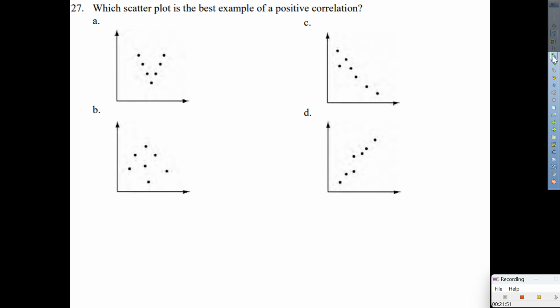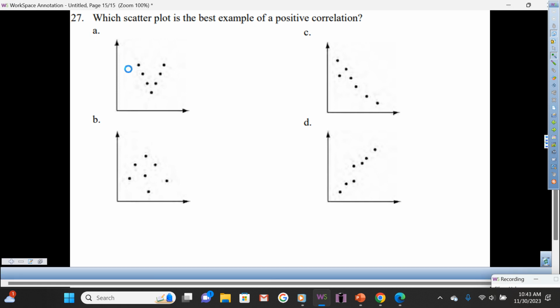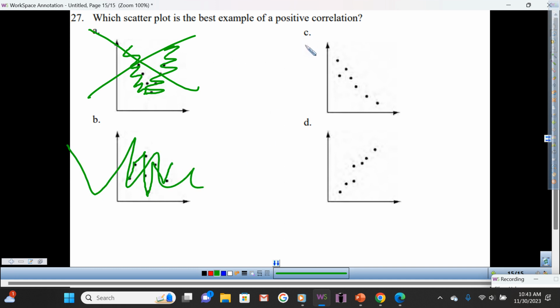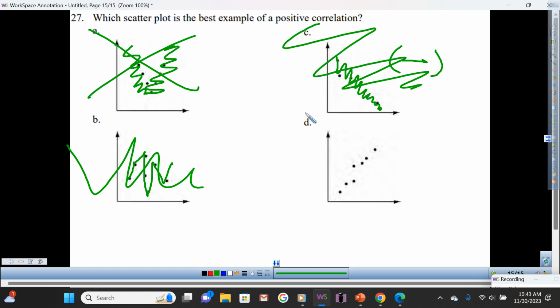All right, so if we read this from left to right, let's see. I'm going to start with the top one on the left, A. From left to right, it starts going downward, and then it goes upward. No, can't be that one. B starts from left to right, goes that way, then that way. No, can't be this one. This one starts up here. It's going that way. This is a negative correlation. So the correct answer is D. That is correct. All right. Let's move on.